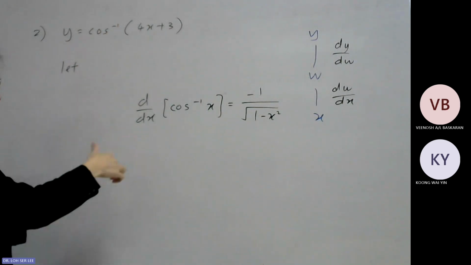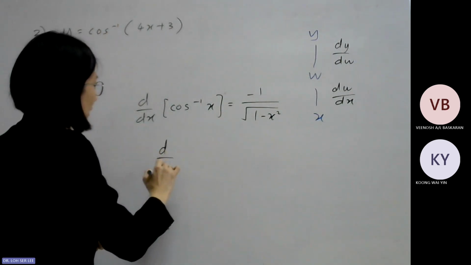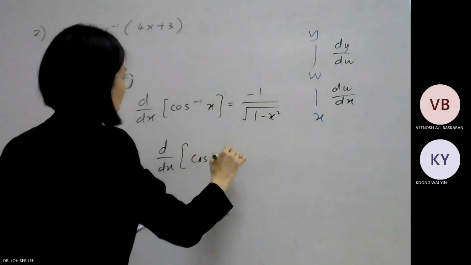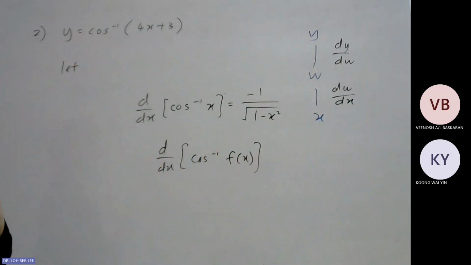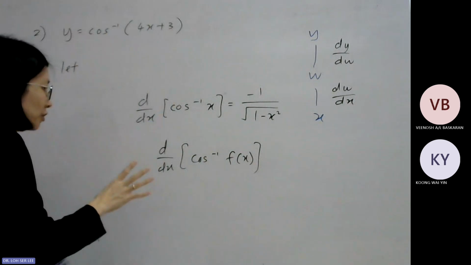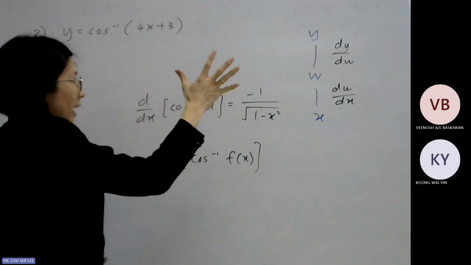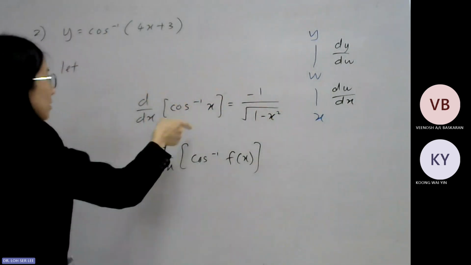Because the formula is not given to you about this one. This formula is not given. So you have to know how to use the chain rule, and with the help of this, get the solution.